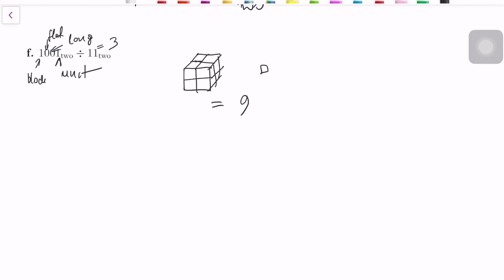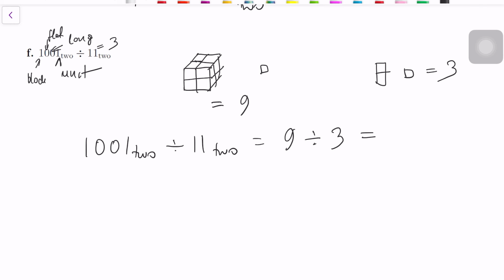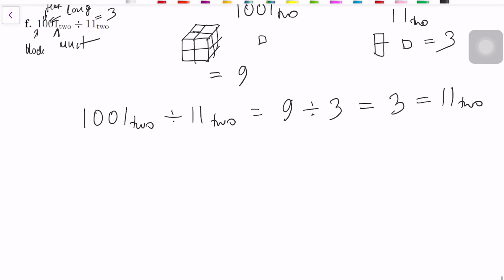Okay, so one approach would be, especially if the base is small and I can quickly visualize what it is, that's 9, and 1 1 was 1 long, 1 unit, so 1 1 was 3, so that's really 9 divided by 3, which is 3, which if we go back to base 2, that's 1 1, right? So maybe sometimes converting to our base is easier, not always.